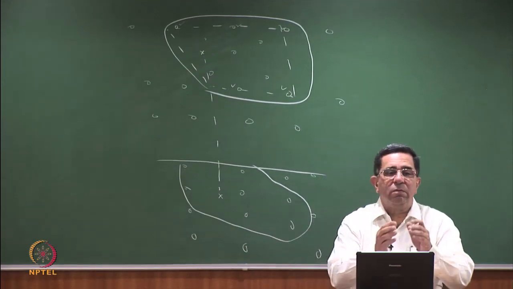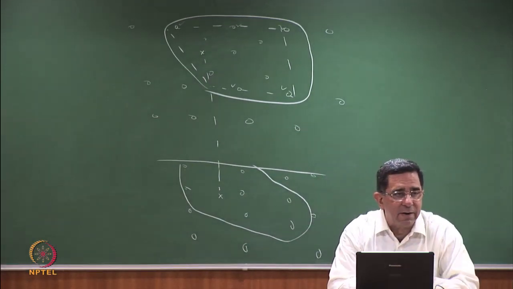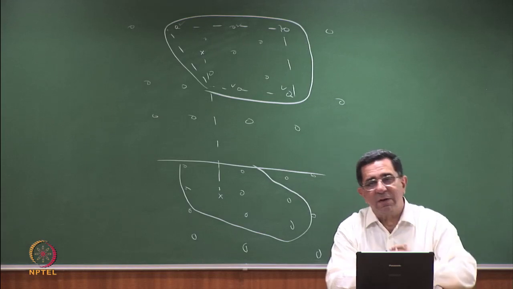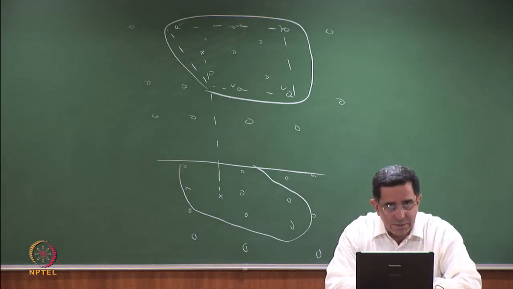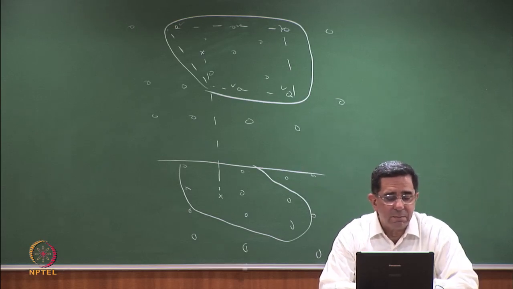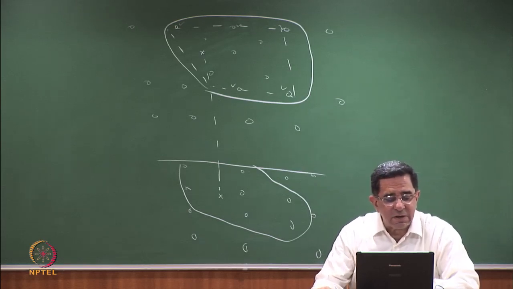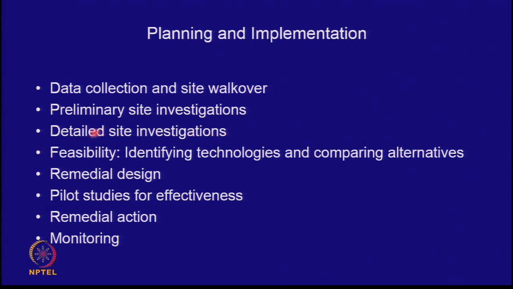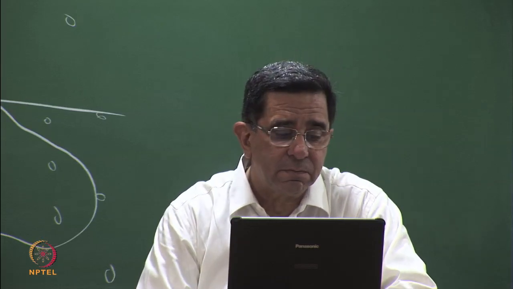Once you know, is it contaminated at the top few meters? Is the groundwater contaminated down to 25 meters? Then your strategies for solving the problem will come. So detailed site investigation will tell you how far the contamination is spread. You have to then do feasibility studies as to how you can remediate the problem.